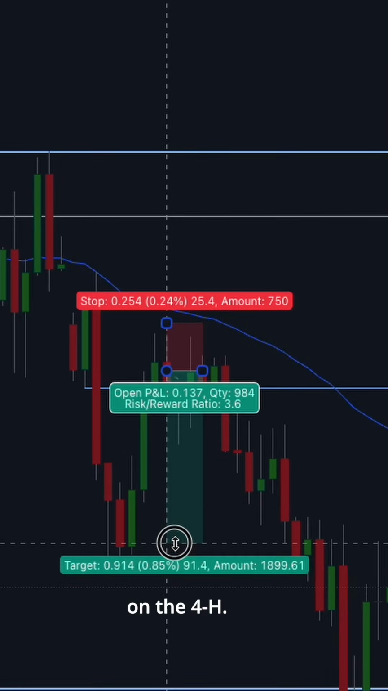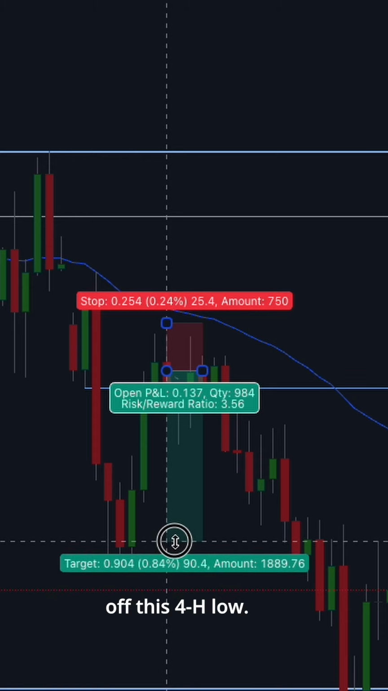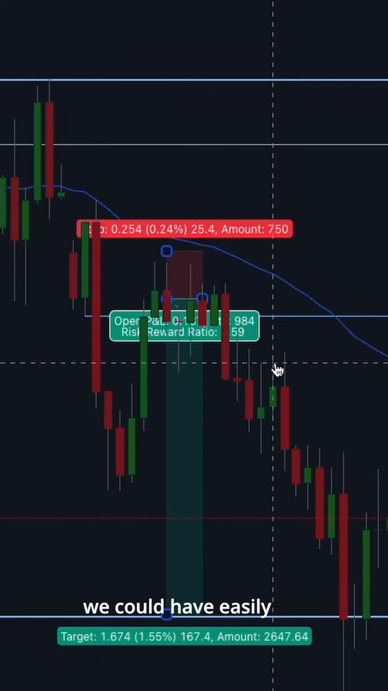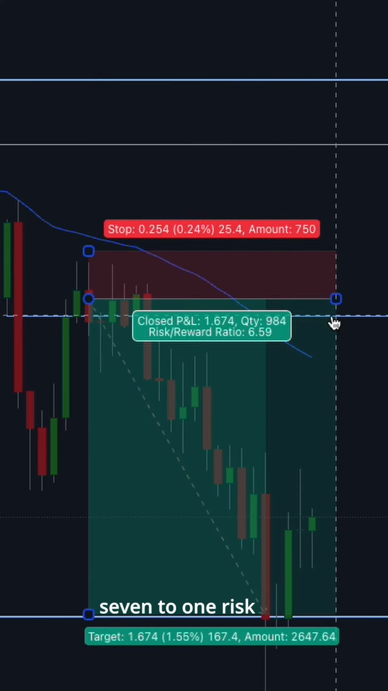For targets, back on the 4H, I know we have space to the downside, but since we didn't get in at the top of the move, we could have easily rejected off this 4H low. So that's where we got out of the trade. But as you can see, we could have easily targeted the weekly support area down here for 7-to-1 risk to reward or more.